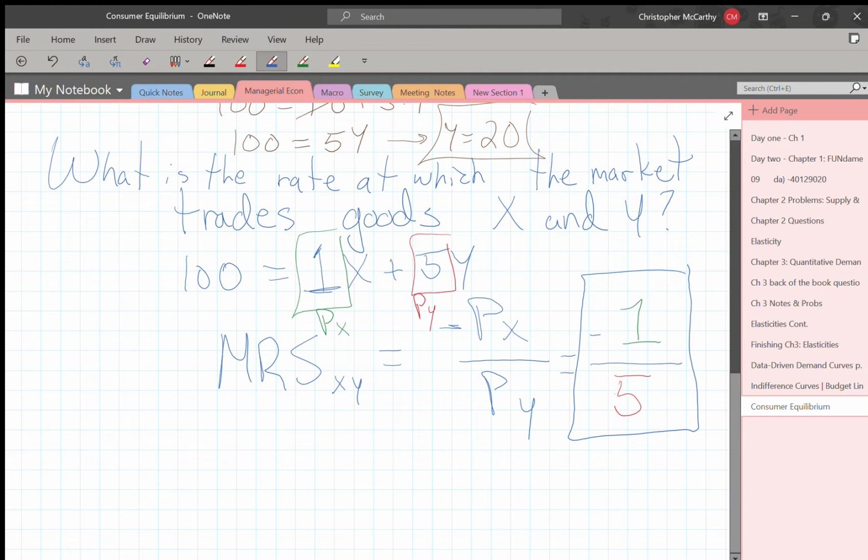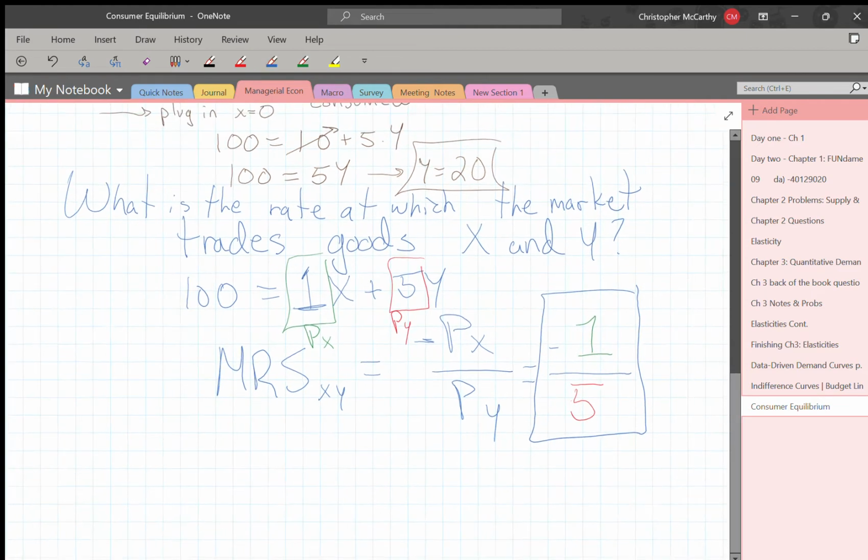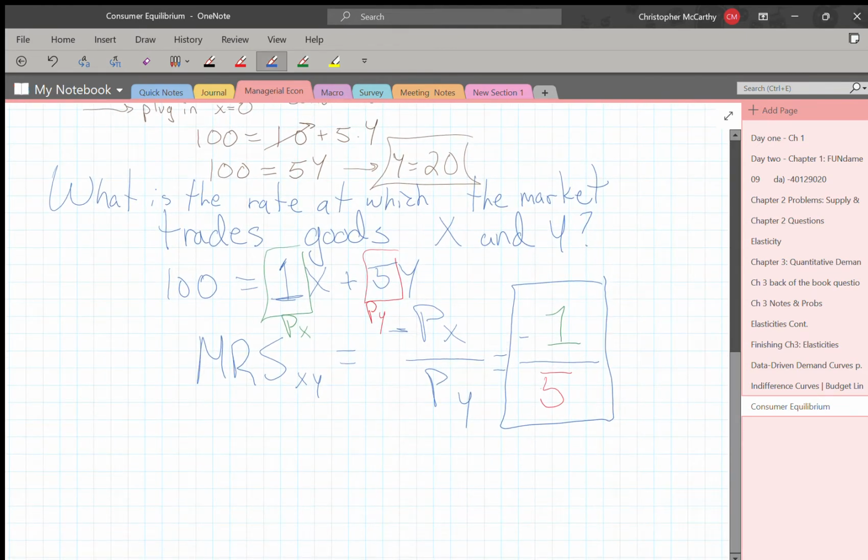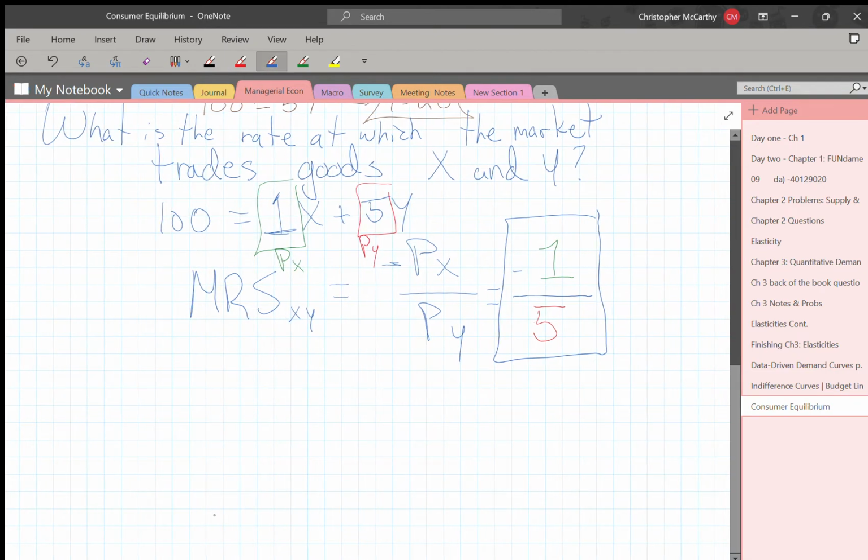Why is it negative? Because I have to give something up in order to get something else, right? There's scarcity, right? We live in a world of scarcity. So it's always going to be negative when we're talking about a marginal rate of substitution. This is the slope of the budget line, right?